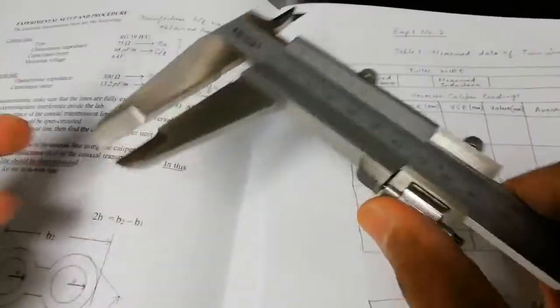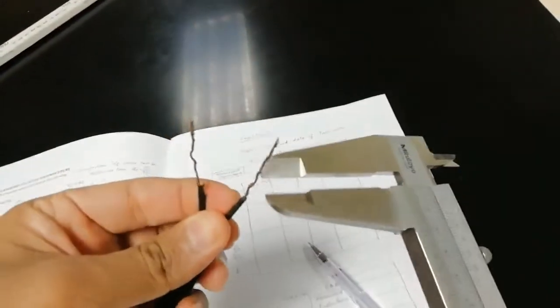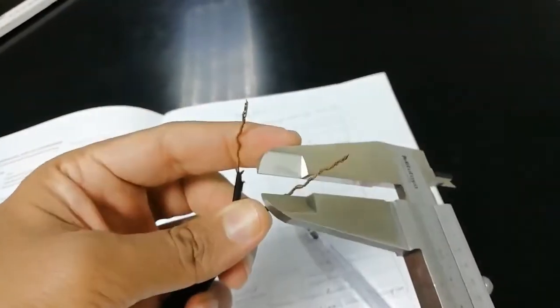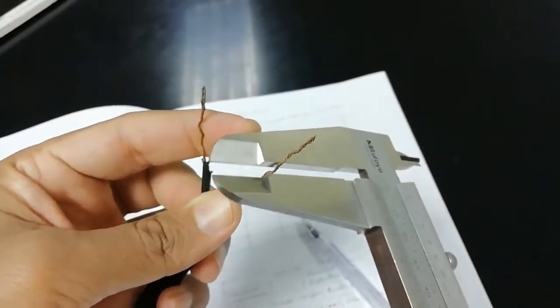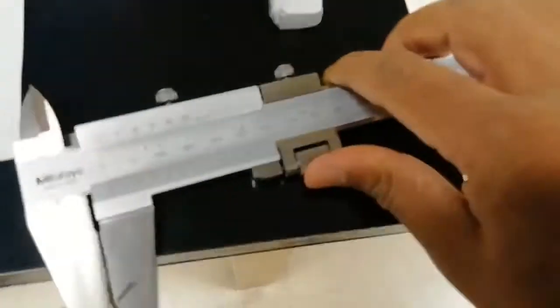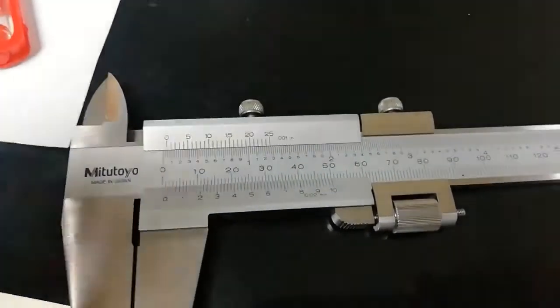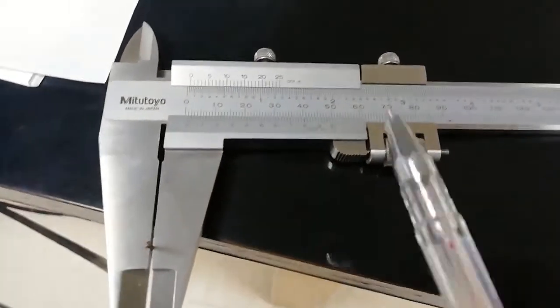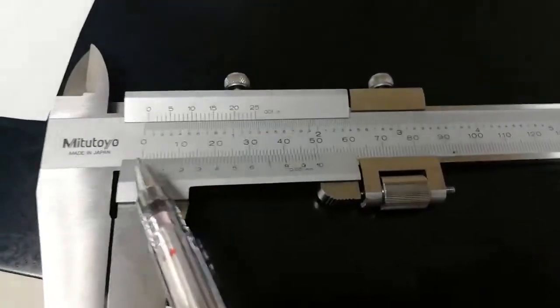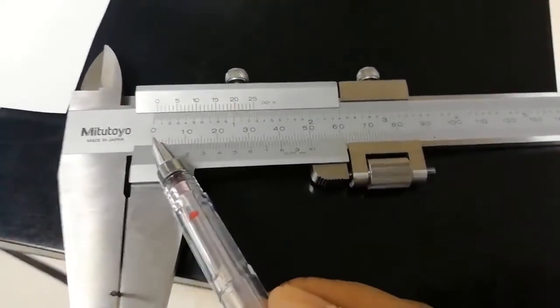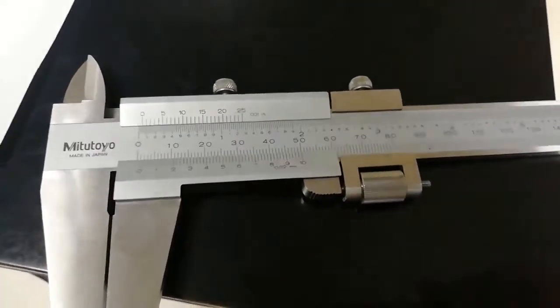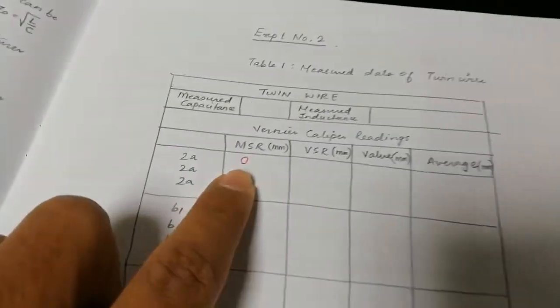What we are going to do is, first I am going to put the twin wire conductor between these jaws, and we are going to take the reading. If you see here, this is the main scale reading. The main scale reading is 0, so I have written 0.